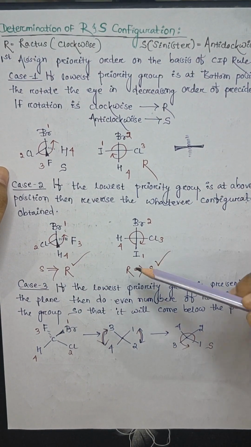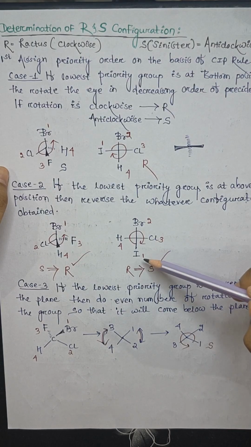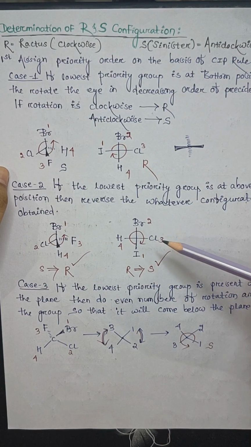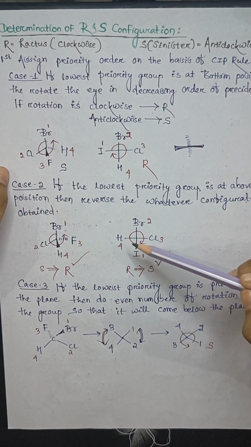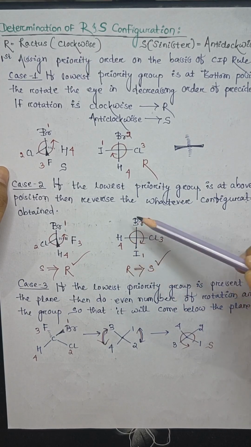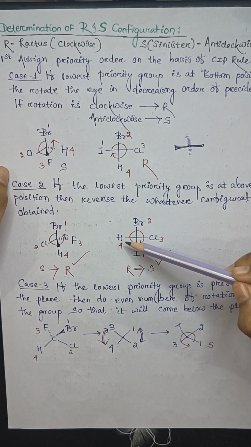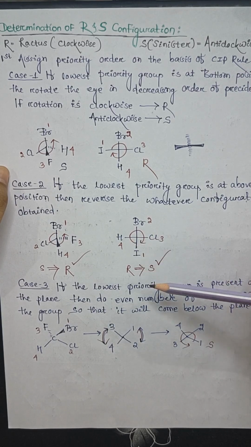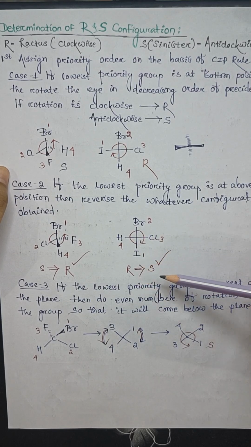Similarly, in Fischer projection, we have to give the priority. Iodine is priority number 1, bromine second, chlorine third, hydrogen is fourth. If we don't change, this will be 1 to 3 clockwise, R. But here hydrogen is present above the plane, so we have to change whatever is obtained. That means it will be S.